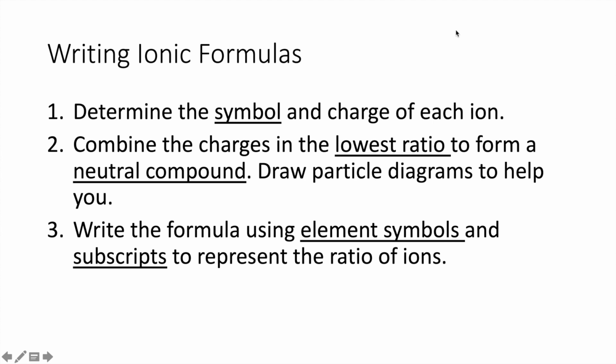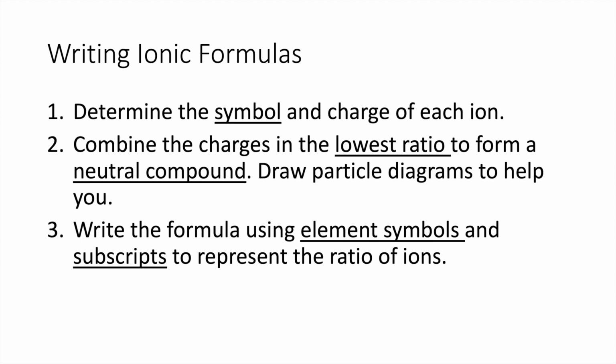Now let's talk about writing formulas. Writing names tends to not be too bad. It's just remembering how to figure out the Roman numerals. Writing formulas can take a little bit more thinking because we always have to work with those charges. So the first thing we have to do when we're writing the formula for an ionic compound is to determine the symbol and charge of each ion, and then we need to combine the charges in the lowest ratio to form a neutral compound. Drawing little diagrams or keeping track of the charges in the margin of your paper is going to be really helpful with this.